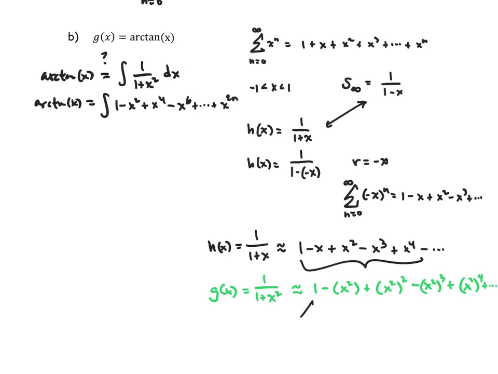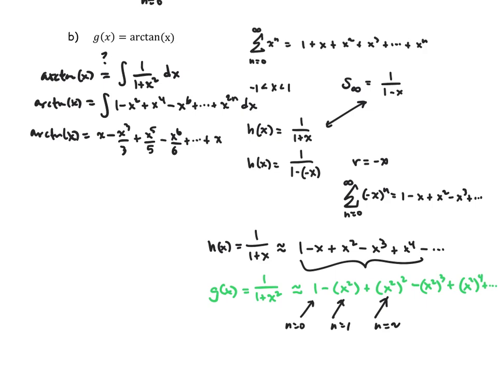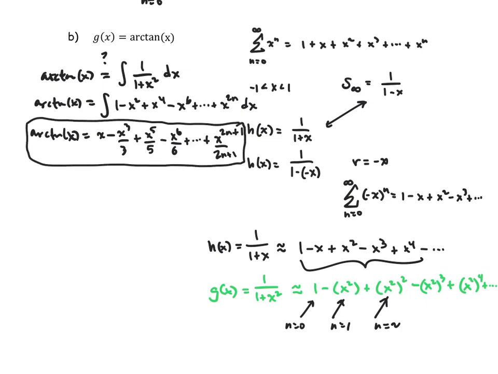I'll go out to the general term, which would be x to the 2nth. All right, so here's my 0 term. Here's my first term. Here's my second term, and so on. So we're going to go out to x to the 2nth. If I integrate that, that should be equal to arctangent of x. Well, that would be x minus x cubed over 3 plus x to the 5th over 5 minus x to the 6th over 6, all the way out to x to the 2n over, 2n plus 1 over 2n plus 1. And there you have it, guys. There is the MacLaurin series for arctangent of x.